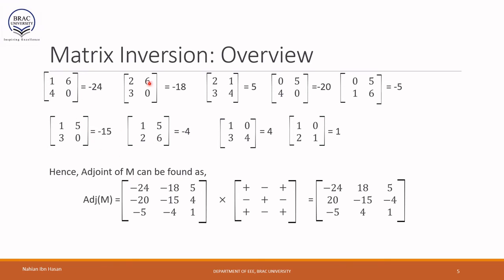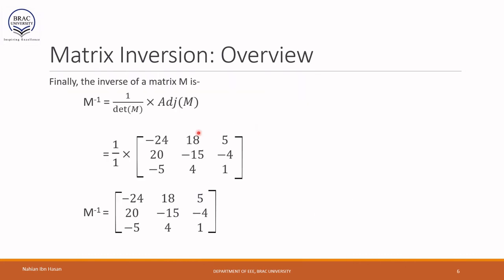Then we construct the adjoint matrix of M, considering these minors, and then we multiply these with the sign matrix and get the original adjoint matrix notation. So once we get the adjoint matrix, we divide the adjoint matrix by the determinant value, and we will get the inverse matrix, which is something like this. So this is our inverse matrix of the original one.